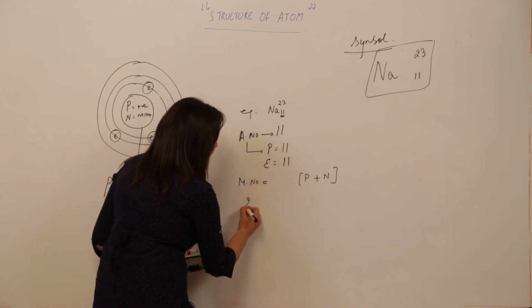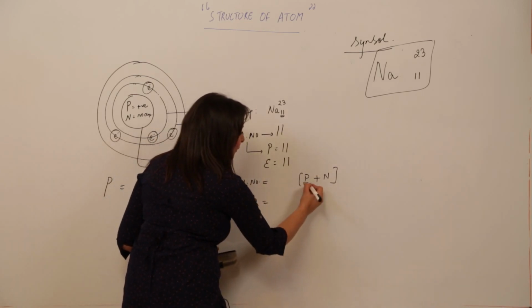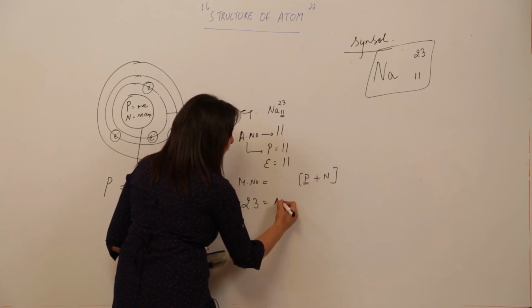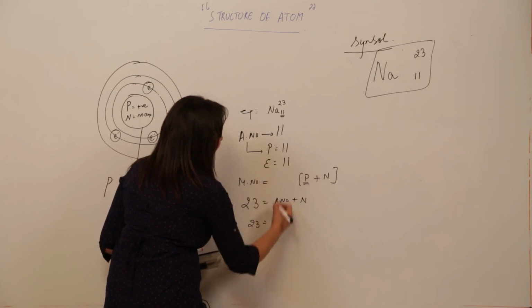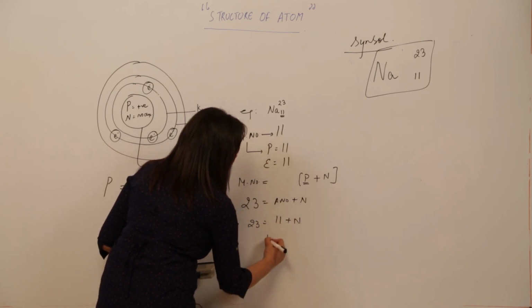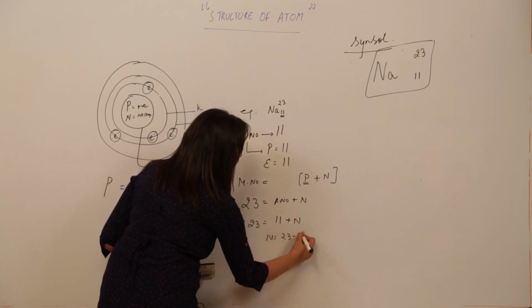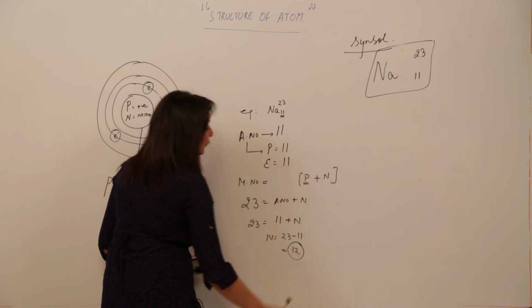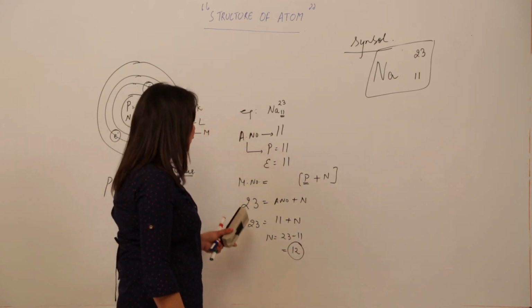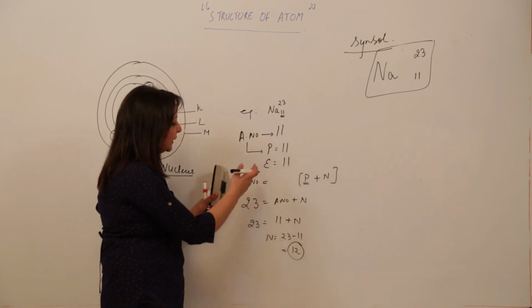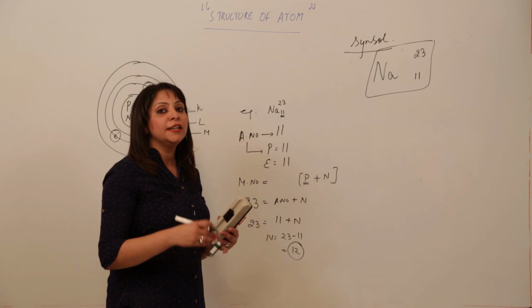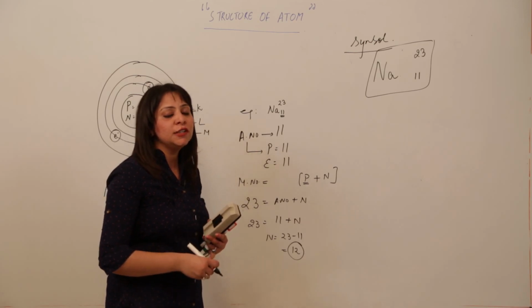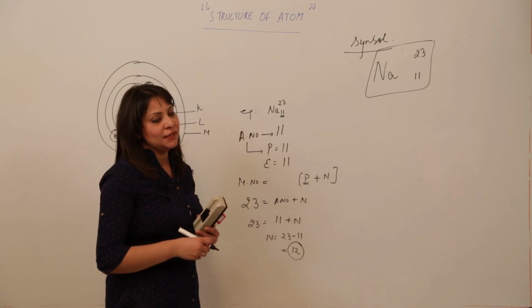See, mass number 23, protons are the same as the atomic number, and neutrons. So putting in the values, atomic number is 11, neutrons. So this is how you can calculate the number of neutrons. So the number of neutrons is 12. So this is how the information conveyed by the atomic number and mass number lets you get to know the number of protons, the number of neutrons and the number of electrons in a particle.